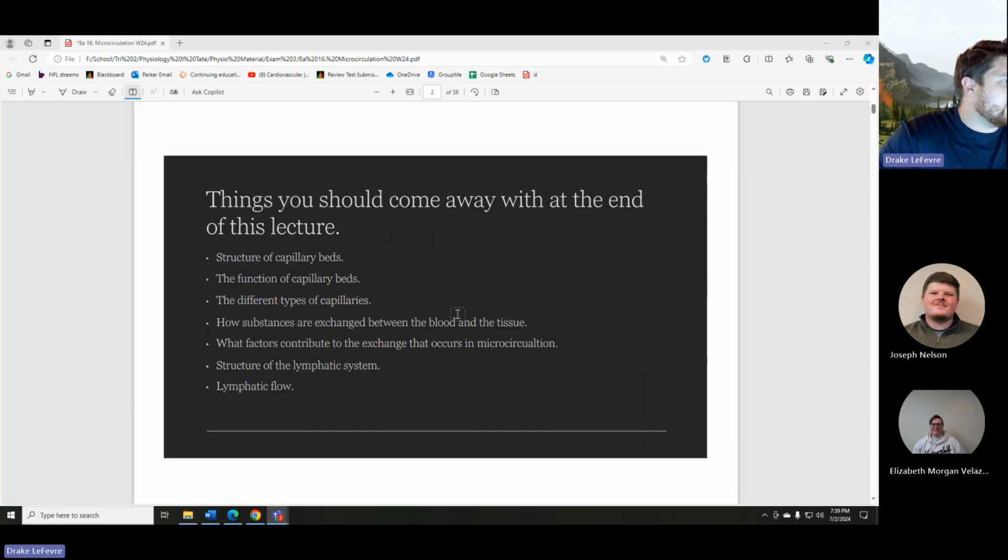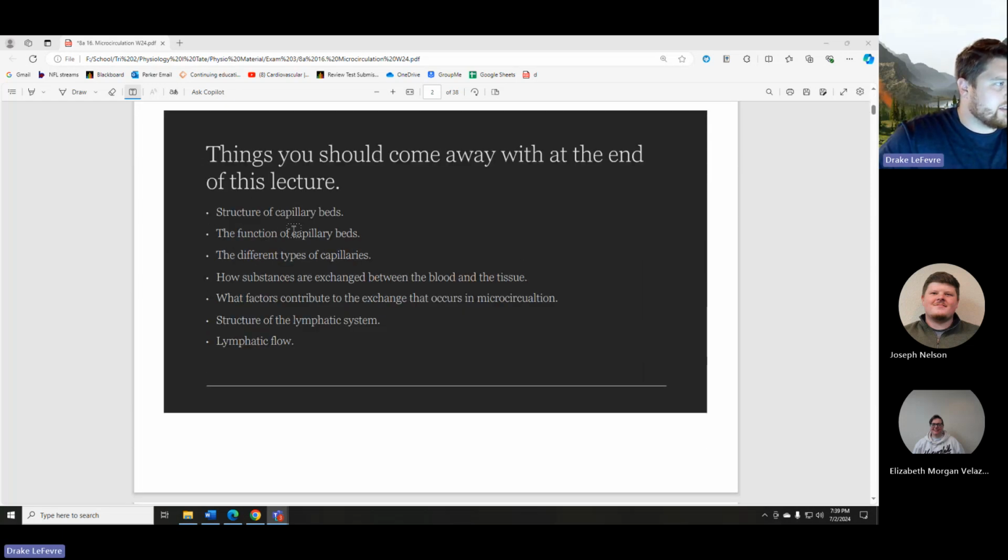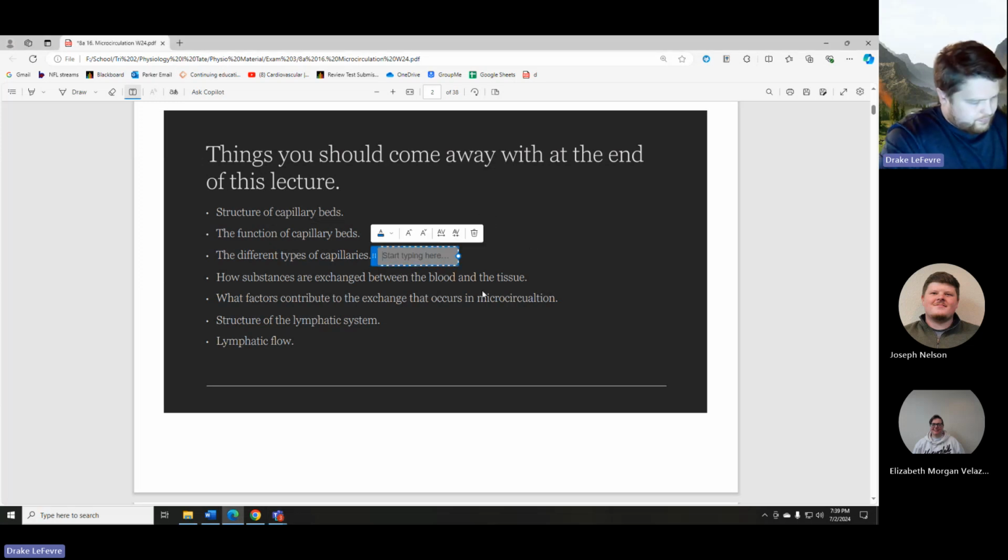Getting into it, we're going to look at the structure of the capillaries, and the function. There are 3 different types of capillaries we want to know. We'll want to know what they are, what they do, and where they are located. The substances changing back and forth, and the factors that contribute to the exchange that occurs in microcirculation.